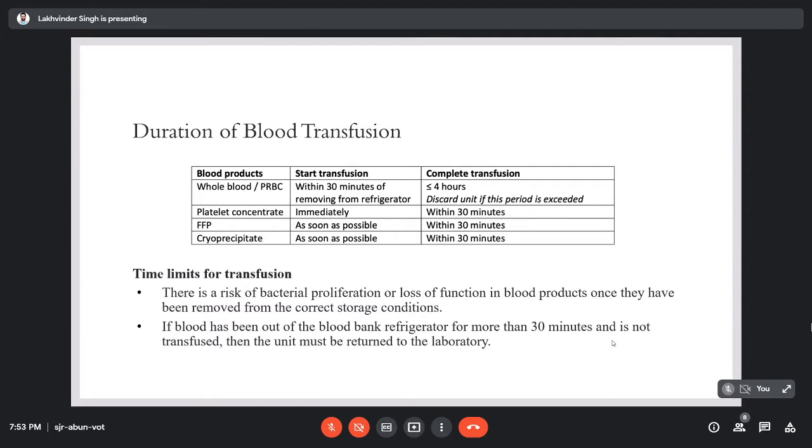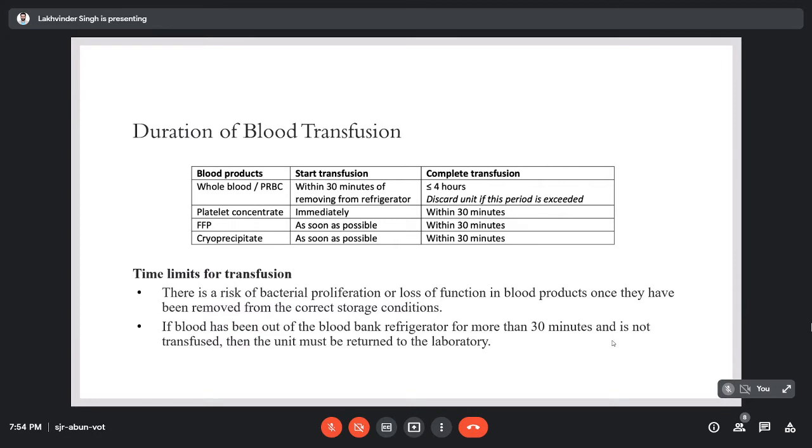Why is there a time limit? Because there is a risk of bacterial proliferation or loss of function of blood products once they have been removed from the correct storage condition. Platelets, if the temperature rises, lose their hemostatic ability, and the coagulation factors may go down.